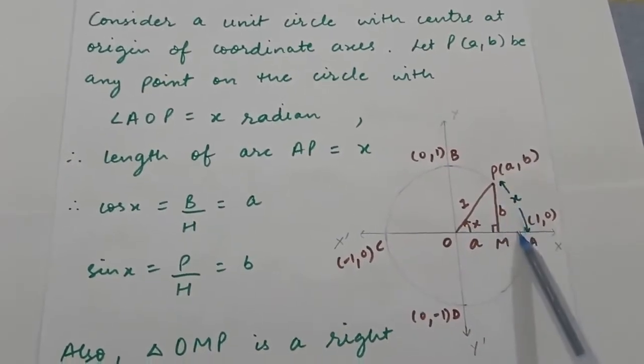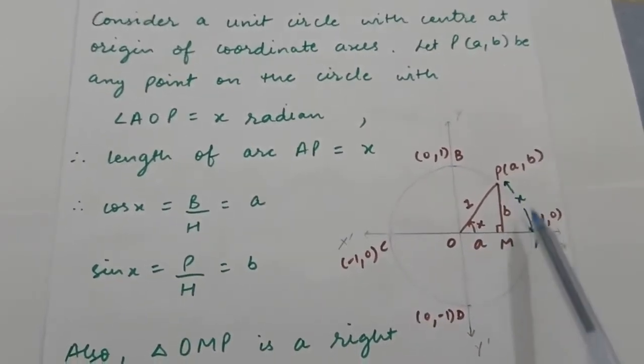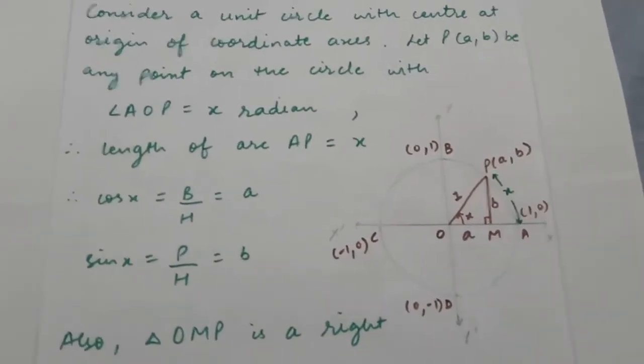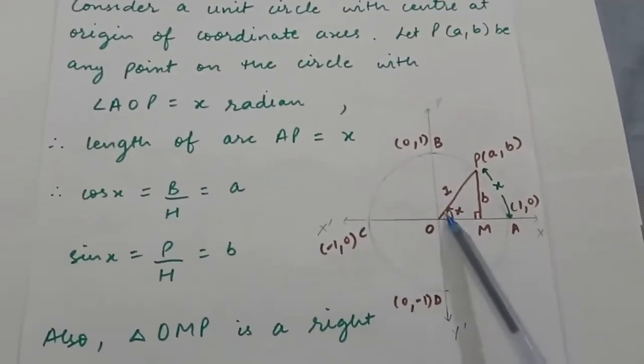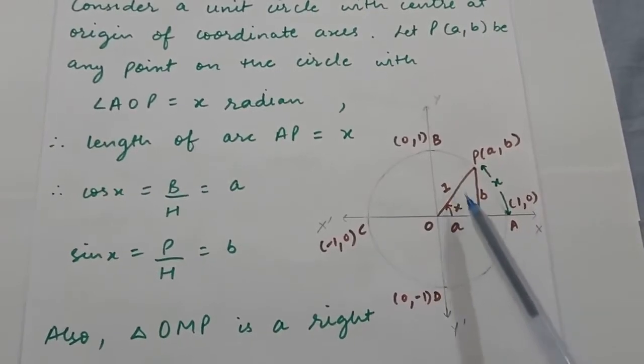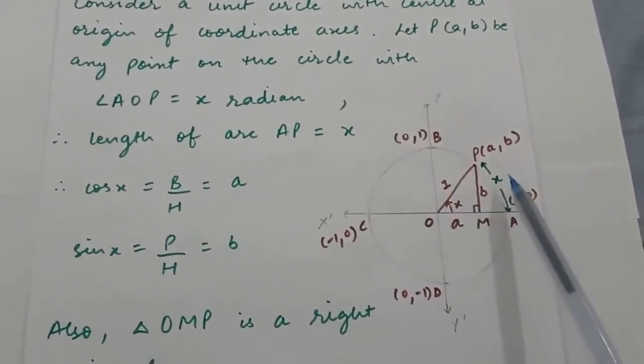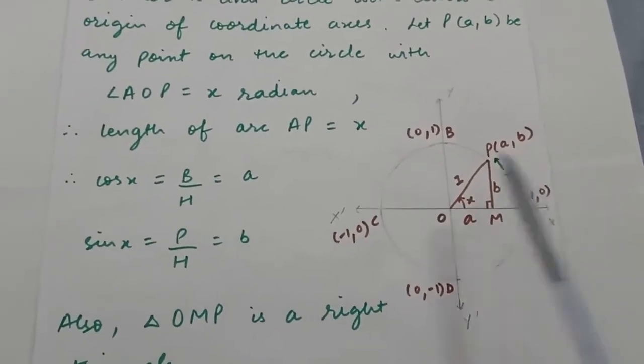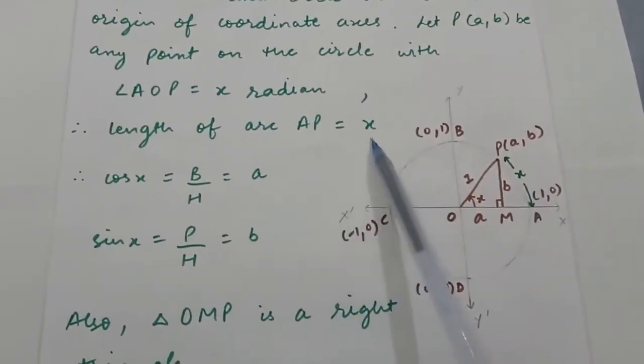So the length of arc AP will be x because theta is equal to L upon r. R is given, theta is given. So when you calculate it, you will get L as x. So the length of the arc AP is x.